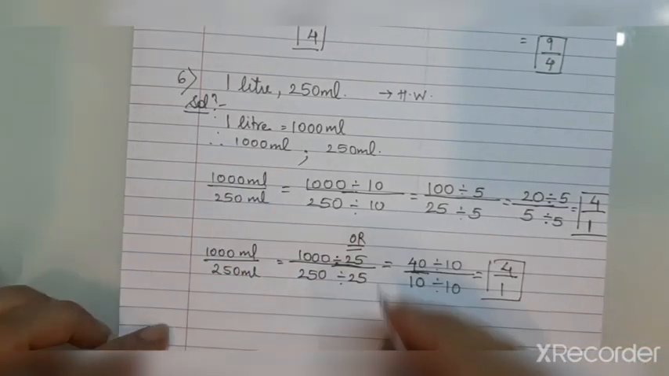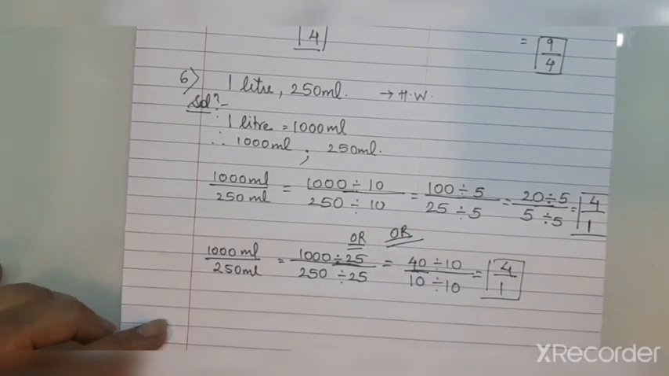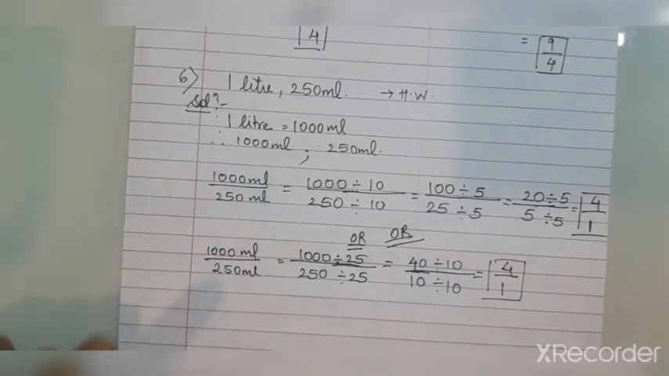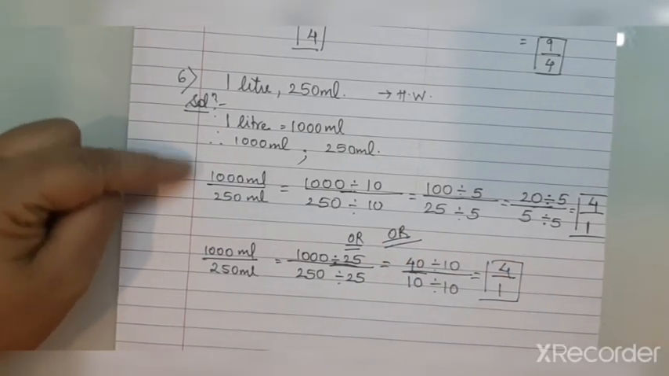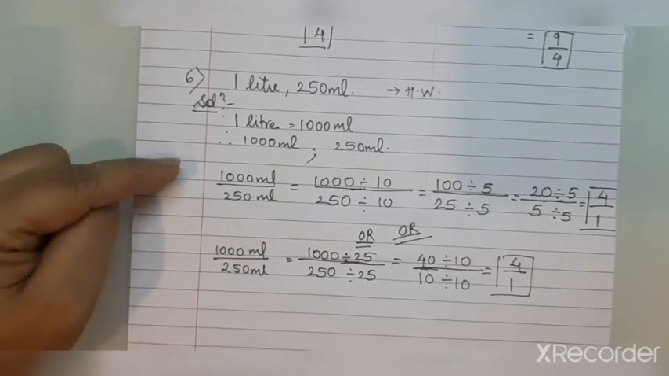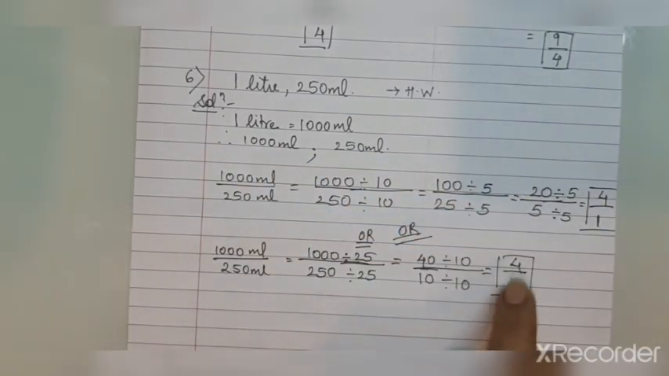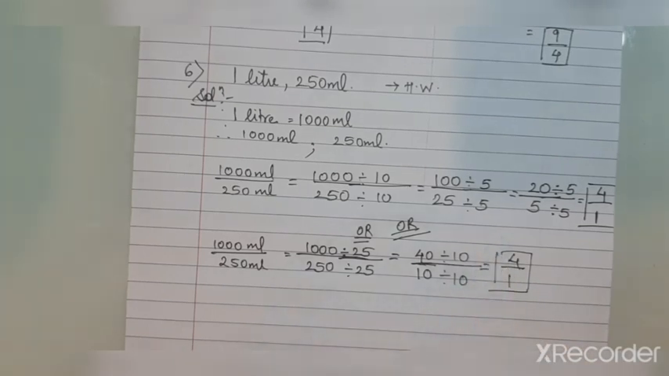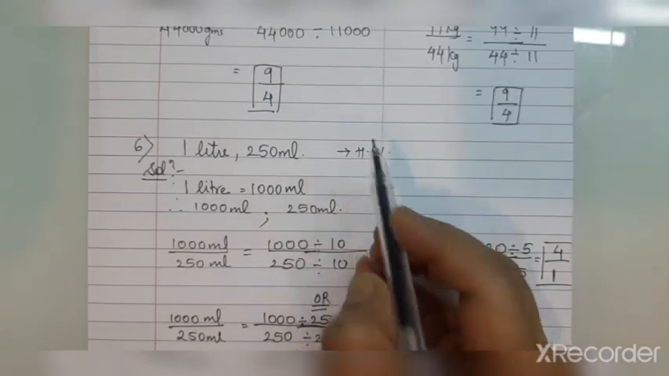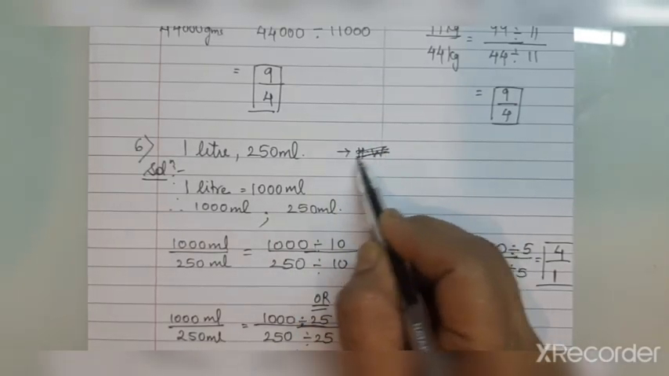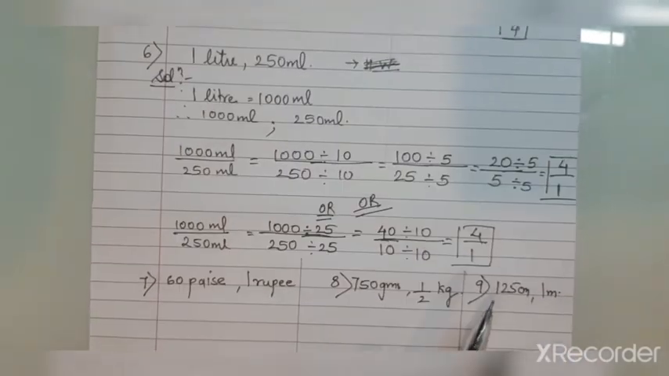So you can use any method. As I said, the only thing you have to check is that both the numbers should be present in the same table, and go on doing it till you get the lowest form. Now 4 upon 1 we cannot reduce further. We cannot divide it by any table to get a smaller number. So that's it, you will stop. Clear? I had mentioned earlier that the 6th sum was for homework, but I have solved it completely.